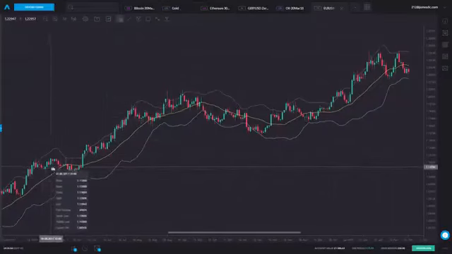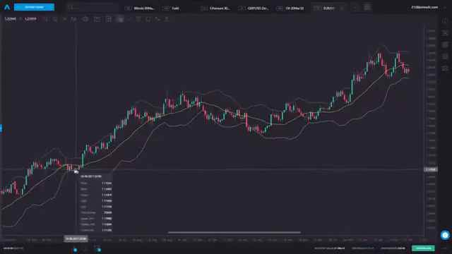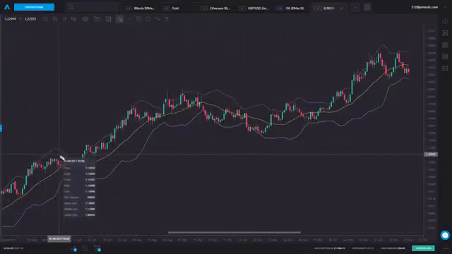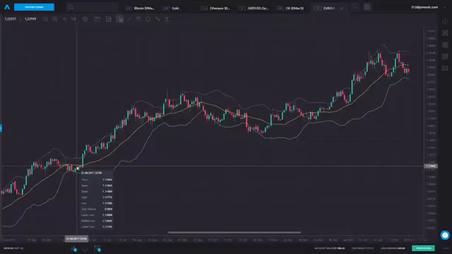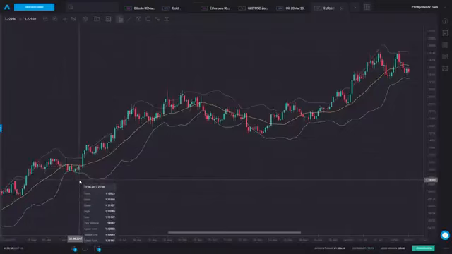You can see the euro dollar had gone pretty sideways. The Bollinger Bands had narrowed. You can see here that they're closing in on that moving average. Okay, so we've got a period of low volatility, bands have narrowed. Expectation is we could get a big move when volatility increases.